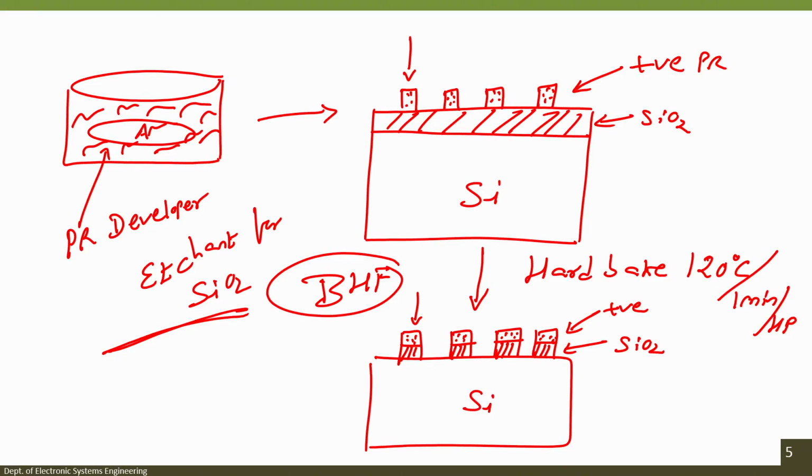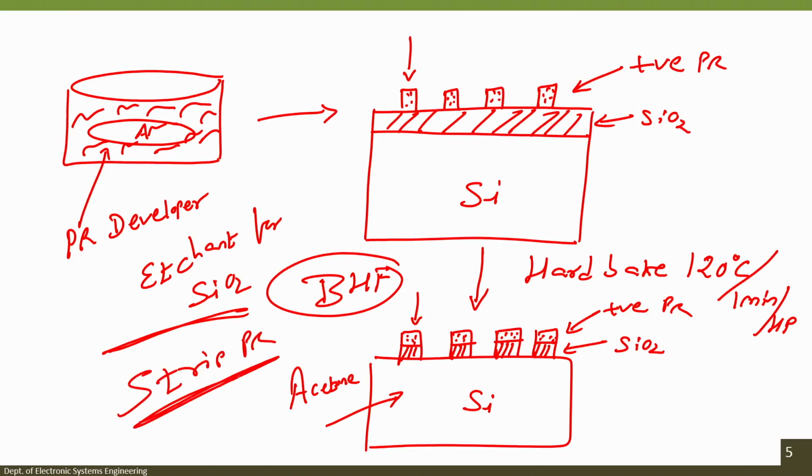So, we have patterned silicon dioxide on the silicon wafer, but do we require positive photoresist? We do not require positive photoresist. So, the next step would be to dip this wafer in acetone. Now, acetone is called a photoresist stripper. To strip photoresist, you have to dip the wafer in acetone.